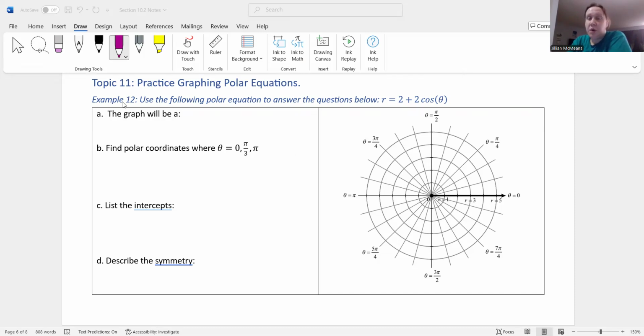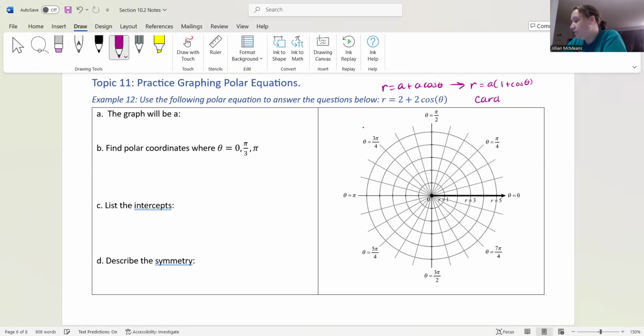So for example 12, and we do have two of these, it says use the following polar equation to answer the questions below. We have r equals 2 plus 2 cosine theta. This looks like r equals a plus a cosine theta, which is r equals a times 1 plus cosine theta, which is just begging us to say it's a cardioid. That's actually the first question we have here. Based on this equation, the graph will be a cardioid.